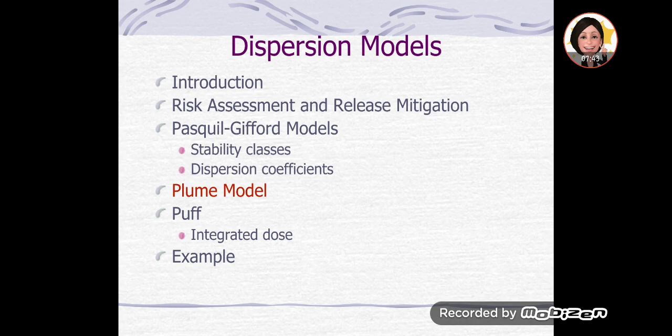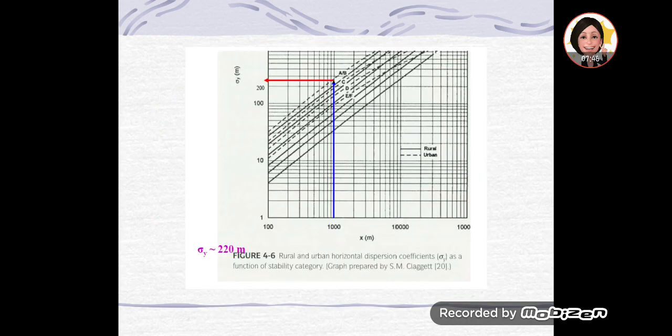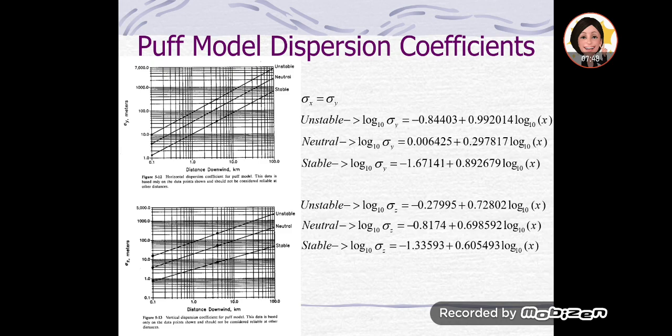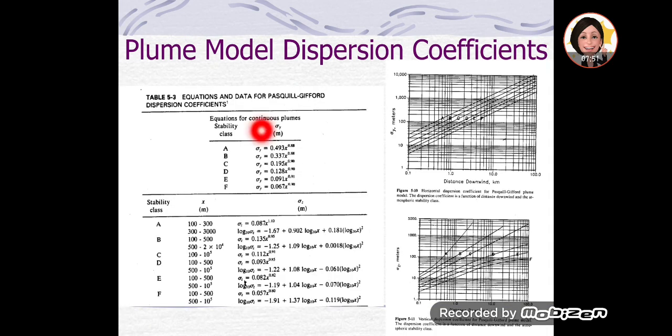In this slide I have not shown the calculation method, but what you can do is look for stability class A, then this is the equation. You can substitute x as 1000 meters, and you will get about the same value as you got in the graph. The same goes for sigma z. You look for stability class A, the range 1 kilometer falls here, so you use this equation, substitute x, and you get about the same value.